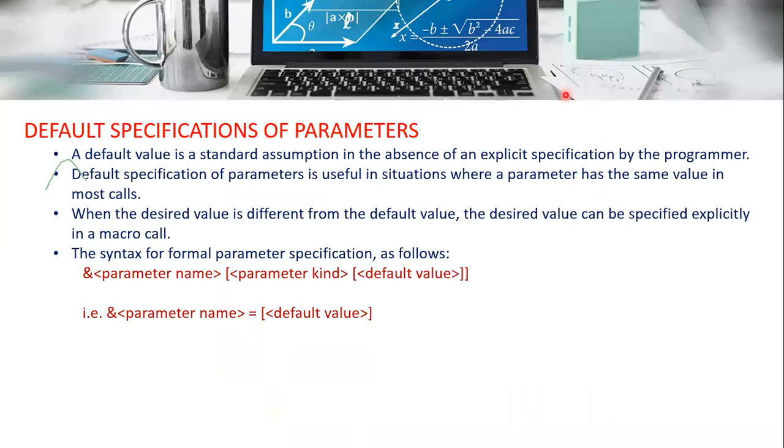Now next thing is nothing but the default specification of the parameters. Now in case of the default specification of the parameters, that is default value is a standard assumption in the absence of an explicit specification by the programmer. If user can use a particular value more than once or compulsory that value is fixed or constant, for example value of pi, okay, it is never changed. That's why we can use this particular value implicitly.